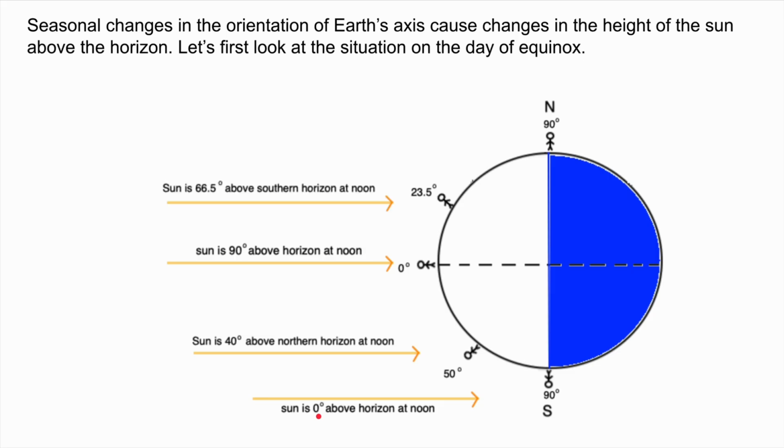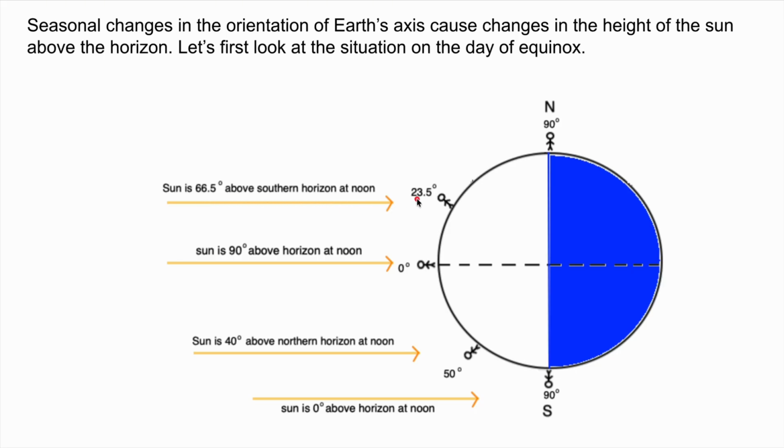Well, let's go north of the equator. So this person is 23.5 degrees north of the equator. So if I say 90 minus 23.5, I get 66.5. So this person sees the sun quite high in the sky, but not 90 degrees overhead.